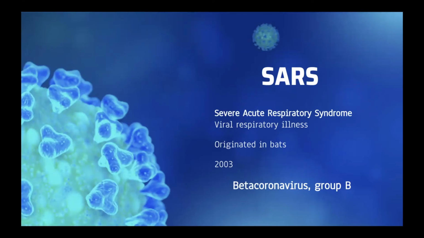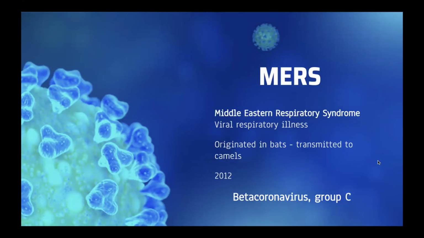Well, it's commonly referred to as SARS, but it's known as severe acute respiratory syndrome. And it's a viral respiratory illness that originated in China in 2003 and is thought to have originated in bats. And it is classified under the beta coronaviruses genus, group B. And next we have MERS, and it is the Middle Eastern Respiratory Syndrome. And it is also a viral respiratory illness that originated in the Middle Eastern region. And although it is thought to have originated in bats, it was transmitted to camels before being transmitted to humans. And MERS is classified under the beta coronavirus genus, group C.